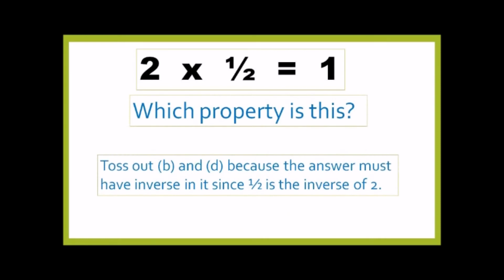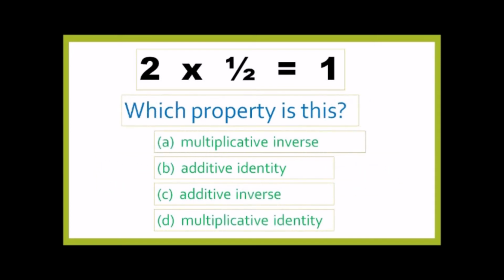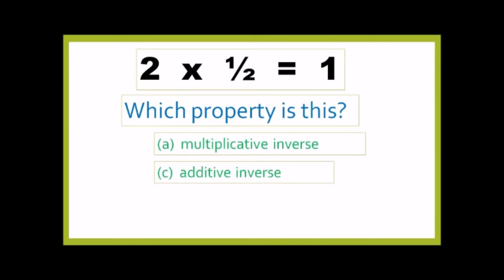And here we go. We can toss out B and D because the answer must have inverse in it, since a half is the inverse of 2. Remember, inverse means the opposite. So if it's 2, you have to multiply by 1 over 2 to get, that's the opposite. Which property is it? So we're saying it's inverse. So let's take out additive identity, B, and take out multiplicative identity. It doesn't have anything to do with identity. Identity means you get the same answer at the back, and you don't.